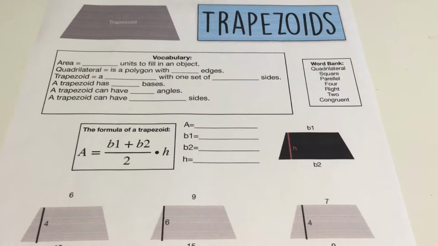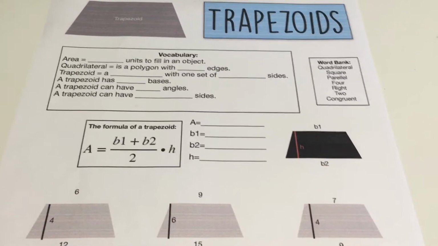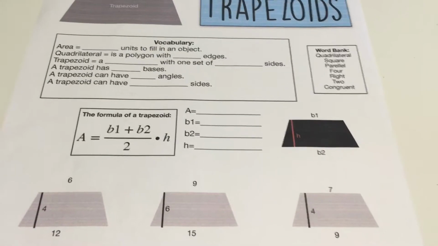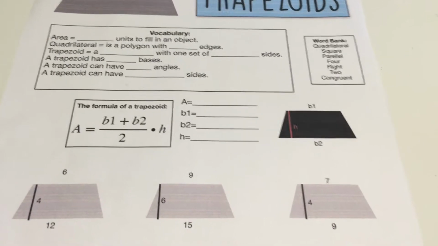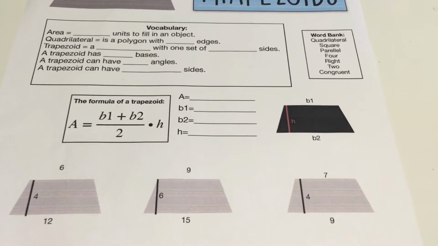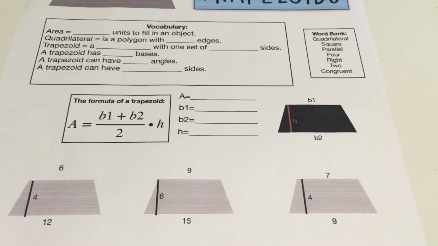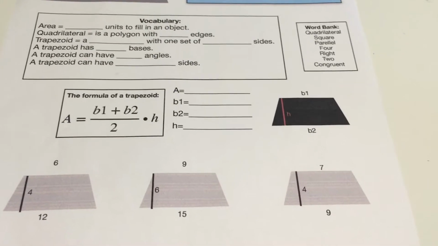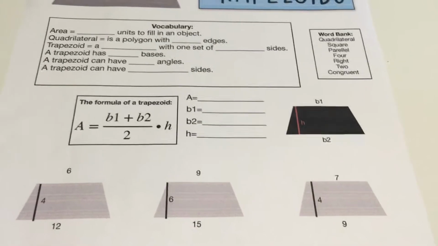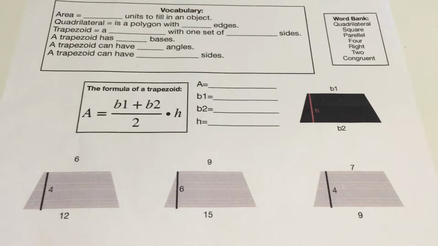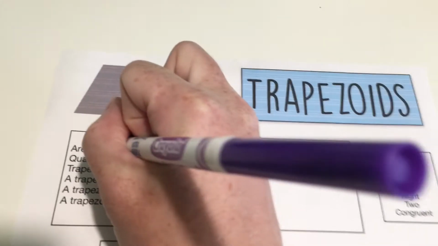So here is our guided worksheet on trapezoids. First, we're going to start with the vocabulary. So the first word is: our area is equal to blank units filled in an object. We know that's squared units because when we multiply length times width, that is an object that is flat. So I'll write squared in that spot.